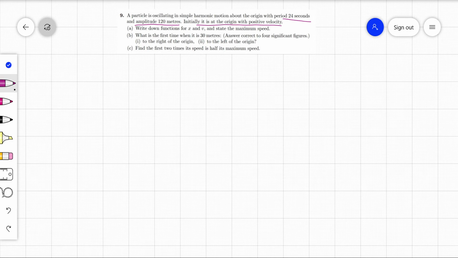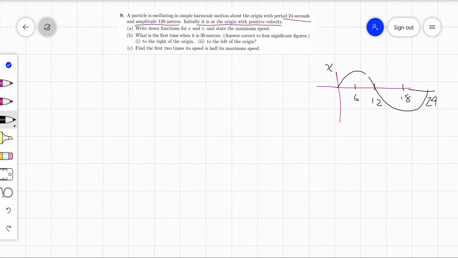So you can imagine we can use a sine curve where the period is 24. So that must be 12, 6, 18. This will be our x, this will be our t, because it started at the origin and had a positive velocity. So if I look at the gradient of the curve, it starts off as positive. And we could do something with velocity in a second as well.